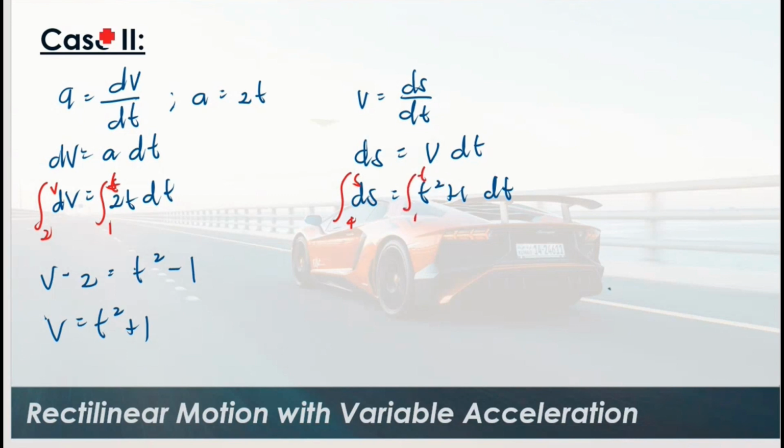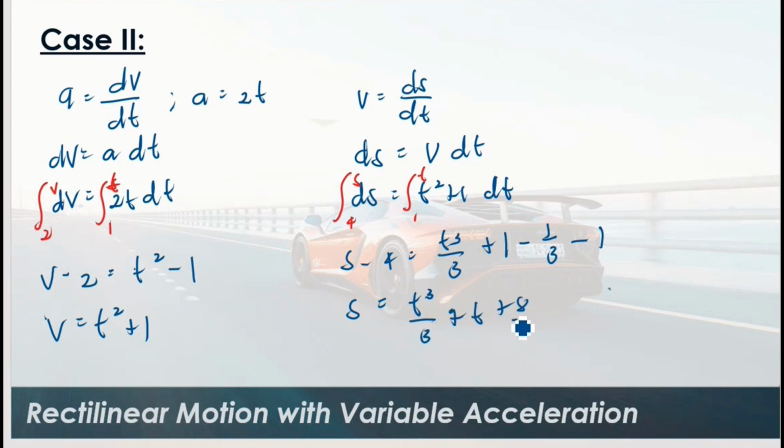So therefore, it will become s minus 4 is equal to t cubed over 3 plus t, minus 1/3 minus 1. To simplify further, s equals t cubed over 3 plus t plus 8 over 3. This is our second equation. Now we have the equation of displacement and the equation of the velocity.